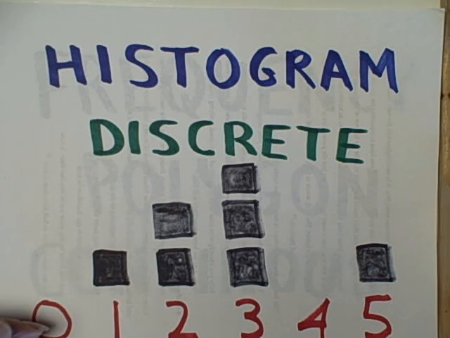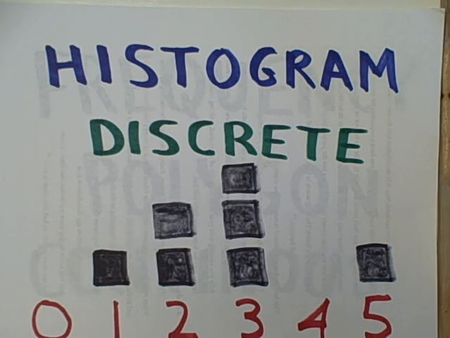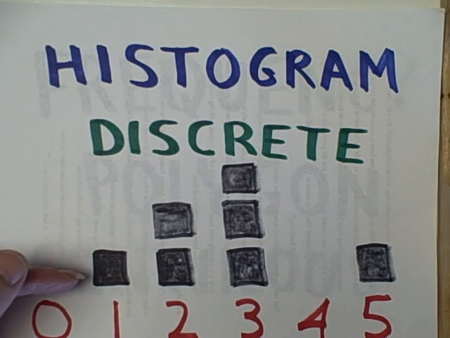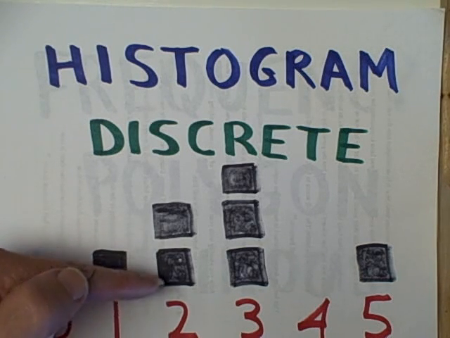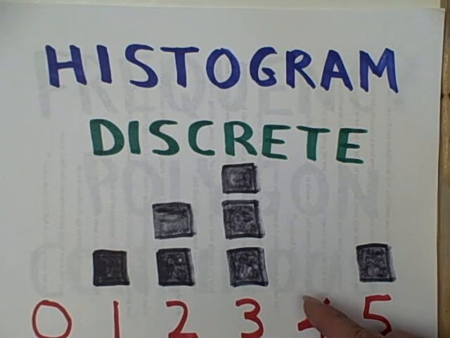In this particular case, we see the scores down here on the bottom in red. This shows that no one scored a 0. One of our cases scored a 1, 2 cases scored a 2, 3 cases scored a 3, nobody scored a 4, and one person scored a 5.